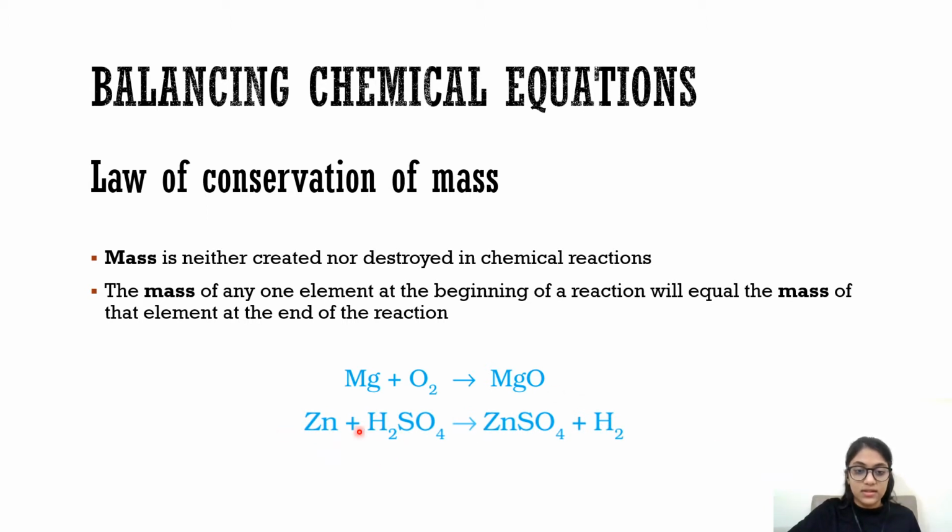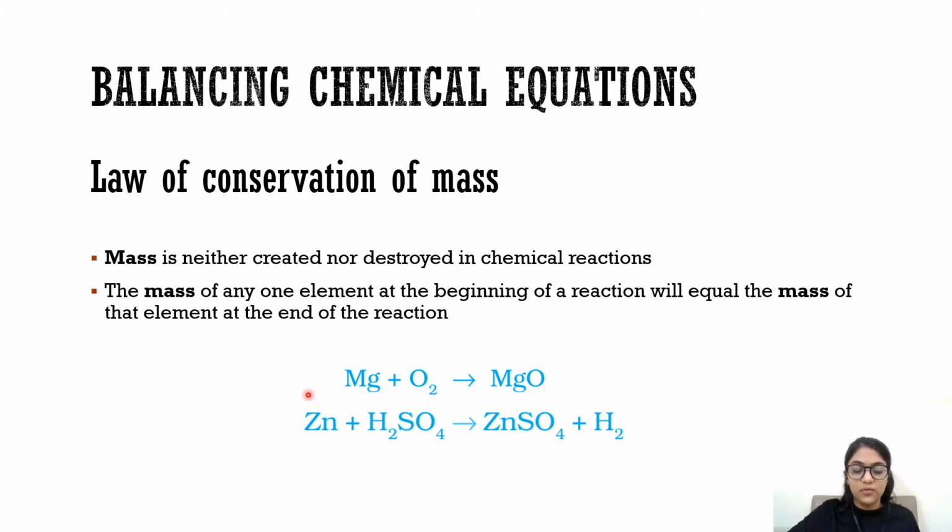So this is it. Zinc plus sulfuric acid gives us zinc sulfate plus hydrogen gas. Now, to find out if the masses are equal on both sides of the equation, we don't actually need to know the atomic mass of each element. We don't actually need to know the mass of one atom of zinc. All we need to look at is the number of atoms of each element, and we need to check whether they're the same on either side. So let's do that right now.